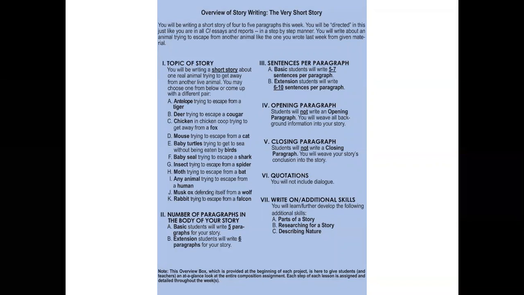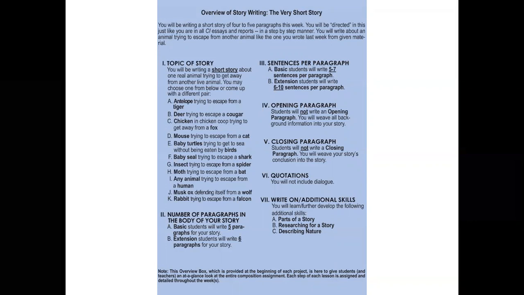I always give them ideas, or they can choose something completely different, a different pair than an antelope trying to escape from a tiger, or a deer trying to escape from a cougar, or a chicken in a chicken coop trying to get away from a fox, and so forth. There are about 15 different choices there. Also, in this overview box, I tell them how many paragraphs they're going to write if they are basic, and how many paragraphs they're going to write if they're extensions.